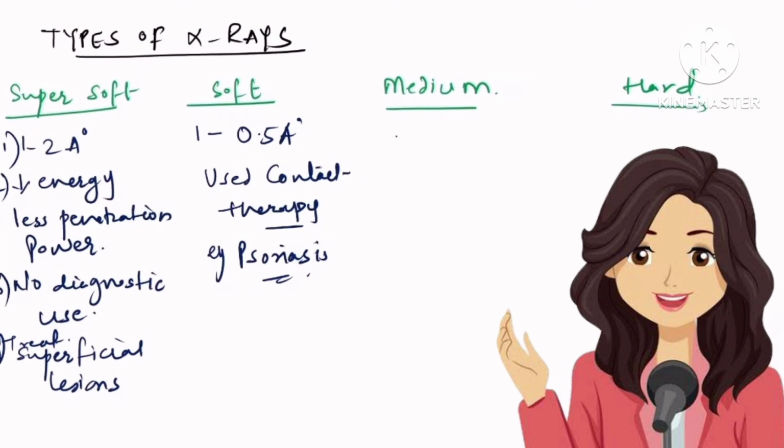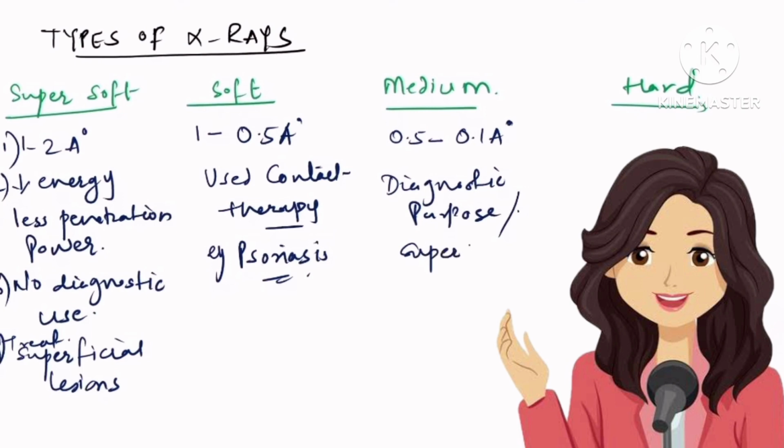All right. Then we come to the medium X-rays. Medium X-rays will have a wavelength between 0.5 to 0.1 Armstrong. They can be used for diagnostic purposes, and also for superficial therapy to treat lesions.